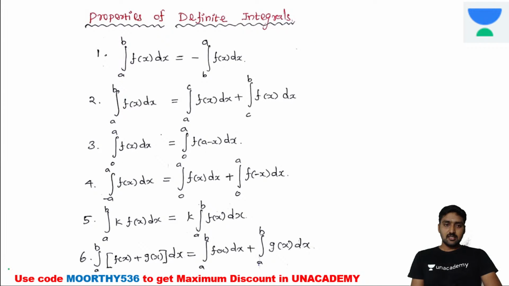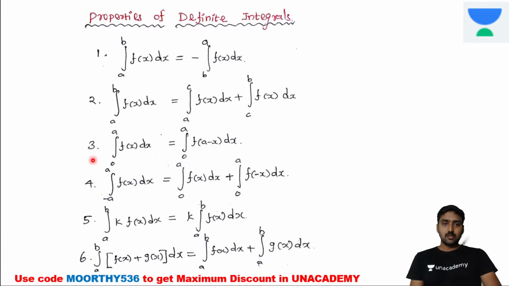And if we change the limit, then the sign of the integral value will be changed. It's minus. A to b, here b to a, it's minus. And the intermediate, we are splitting the integration by applying the intermediate points. Integral of a to b, f of x dx is equal to integral of a to c, f of x dx, plus integral of c to b, f of x dx.